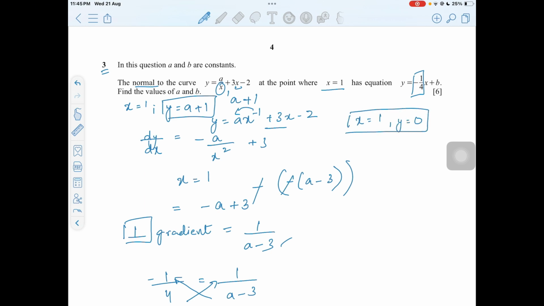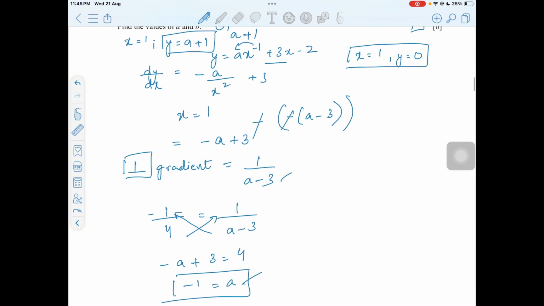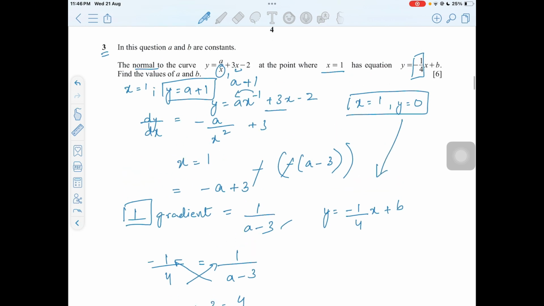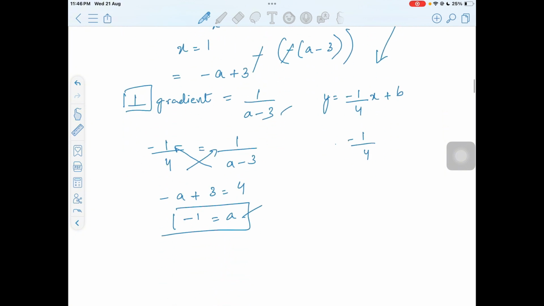Right. So we have the points. Now let's just plug the points into the equation. So this would be negative 1 over 4 x plus b. We have to calculate the b. We can plug in the coordinates. So x is 1, so this would be negative 1 over 4, and this is y. This would be b. Our b would be positive 1 over 4. So we have our a and b.